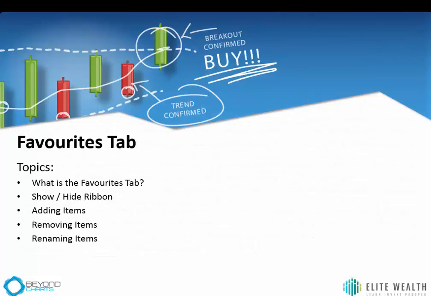All right, today our topic, what is the favourites tab and how can we use it? Some of you are probably already reasonably familiar with Beyond Charts. For those of you who perhaps are just starting out or would like some extra help, then I think the Favourites tab is a very useful component of Beyond Charts, particularly if you can make it work for you. And by that I mean adding items to the toolbar that are going to actually make it more user-friendly for your own personal use. So we're going to go through adding new items to the Favourites tab, removing items and renaming items as well.